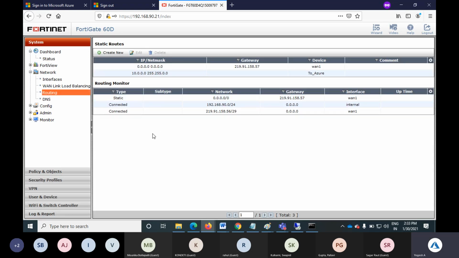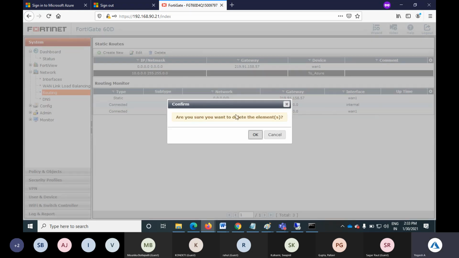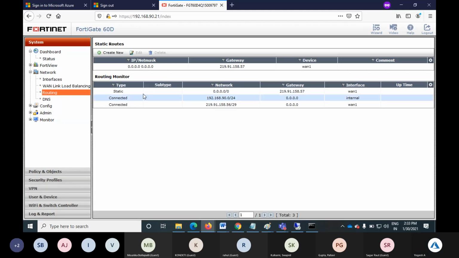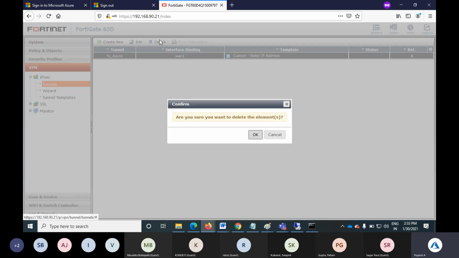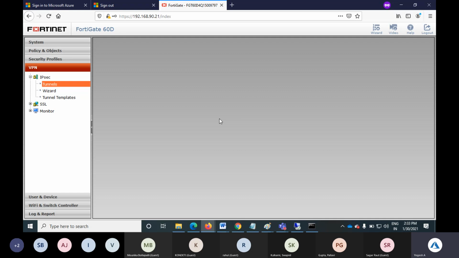Routing. Okay, so that particular static route we need to delete. And simply we can go into the VPN connection, VPN tunnel, and delete it directly. Okay, so there is no VPN tunnel. Now let's create a new VPN tunnel.